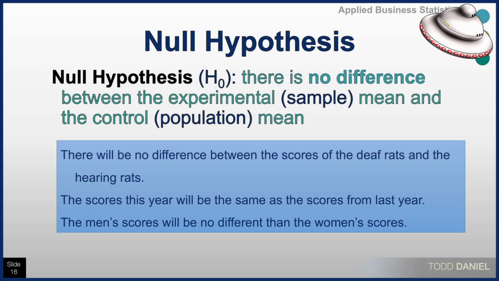Our null hypothesis states that there is no difference between the experimental or the sample mean and the control or the population mean. And we could write this in different ways, all of them saying no difference. For instance, there will be no difference between the scores of deaf rats and the hearing rats. Or the scores this year will be the same as the scores from last year. If they are the same, that means there is no difference. Or I might just say the men's scores will be no different than the women's scores.